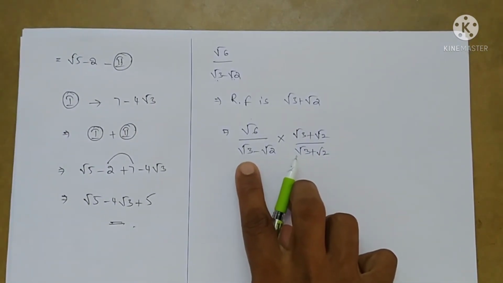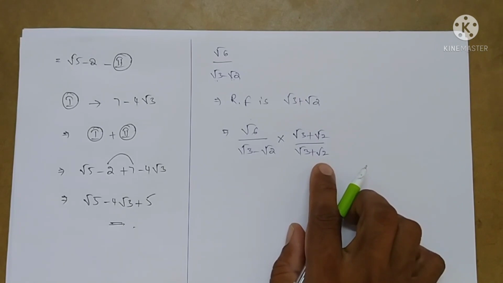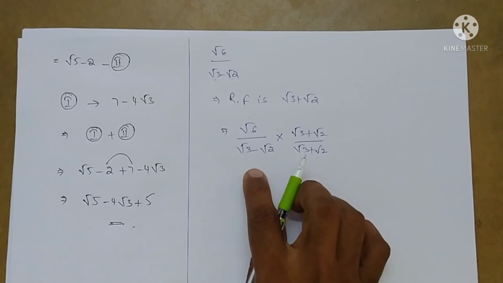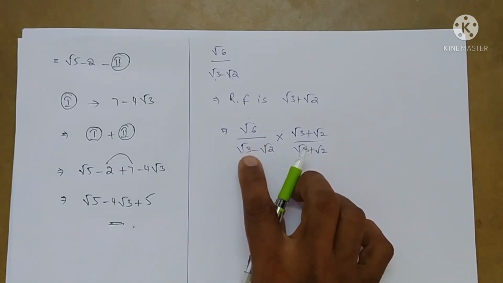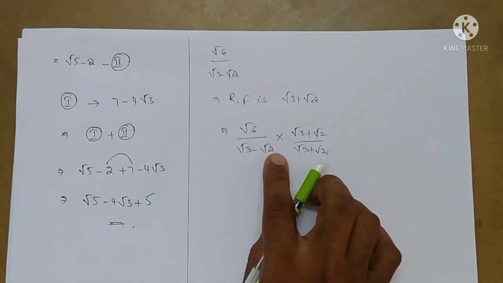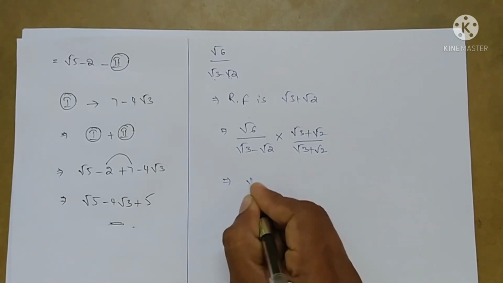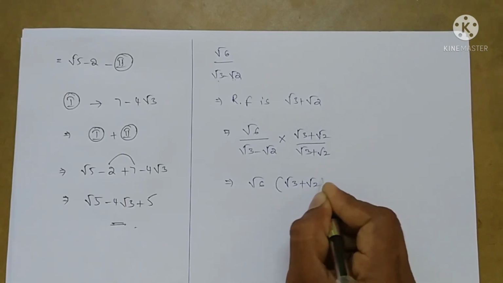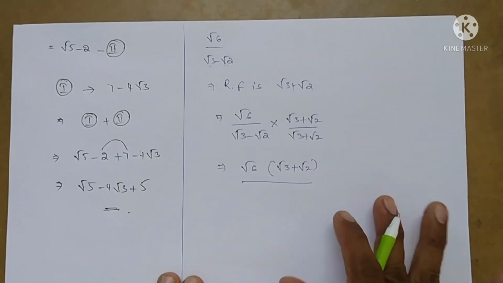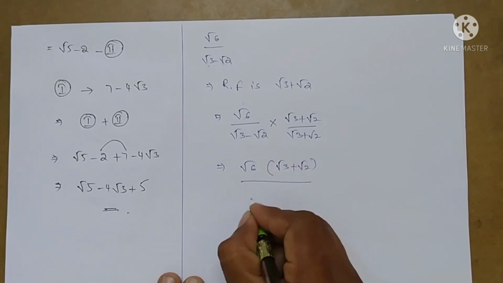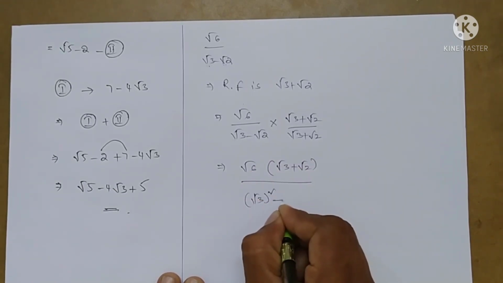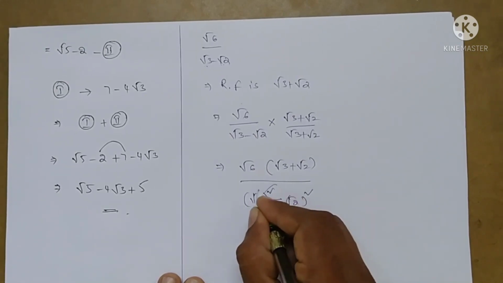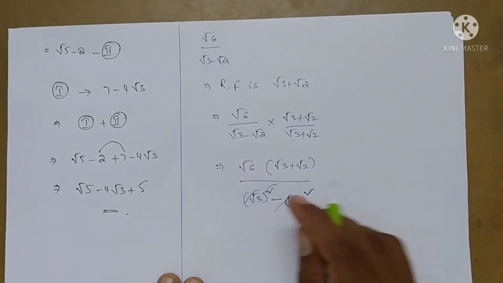Here the denominator is of the form a minus b into a plus b. The result is a square minus b square. Here a is equal to root 3, b is equal to root 2. So that is equal to root 6 into root 3 plus root 2 by a square minus b square, which is root 3 whole square minus root 2 whole square. Here the square and root cancel.